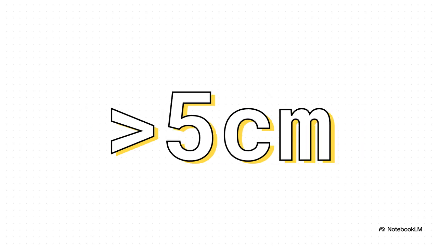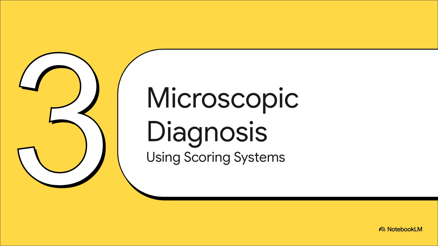And right along with weight, you've got size. That 5-centimeter mark is a critical line in the sand for adults. A tumor that's bigger than 5 centimeters, even if it looks totally contained, is automatically classified as at least a pT2 lesion. So the moment your ruler slides past 5 centimeters, the stage of the tumor has already gone up a notch.